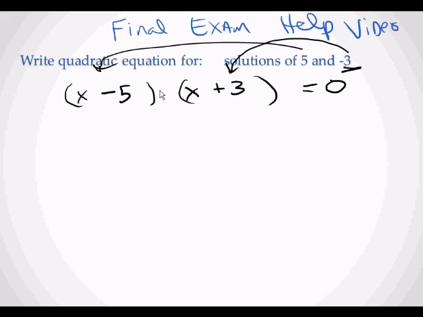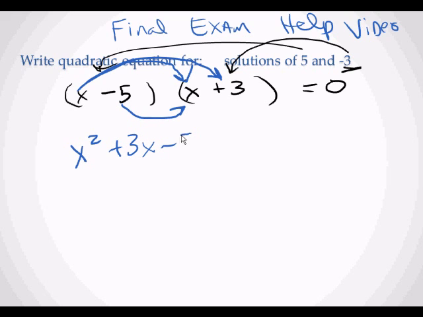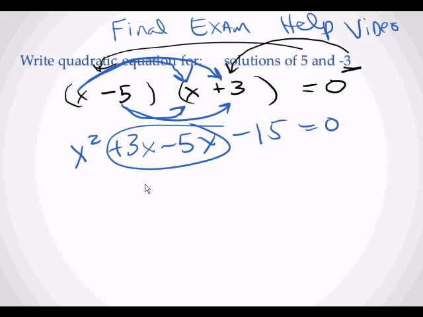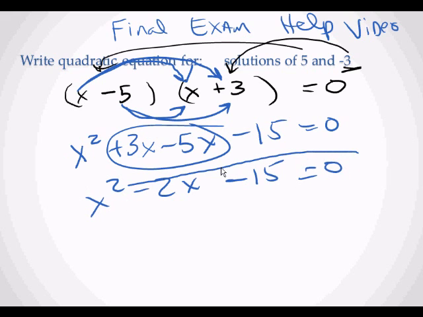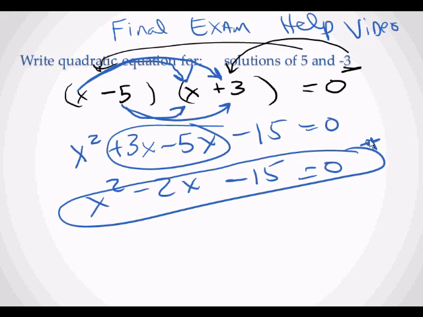From here, we're not done unless the answer looked like this. What we have to do is just use FOIL or distribute. X times x is x squared. X times 3 is +3x. Negative 5 times x is -5x. And -5 times 3 is -15. Combine like terms: 3x minus 5x is -2x. Bring down the -15 and the x squared. And this is what our equation would look like for the first one.